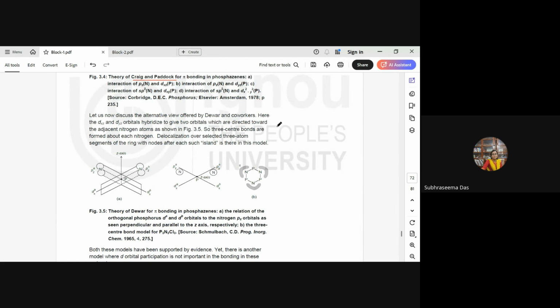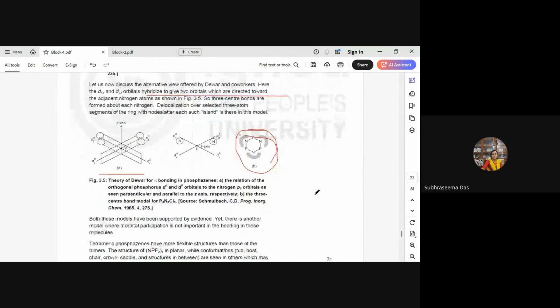and co-workers. What they have done is they considered that the d(xz) and d(yz) orbitals hybridize to give two orbitals which are directed towards the adjacent nitrogen atom, as shown in 3.5. So the three-center bonds are formed about each nitrogen. Then the delocalization over the three atoms happens around the nodes, and this is how the three-center two-electron bonding proposes the model for P3N3Cl6.